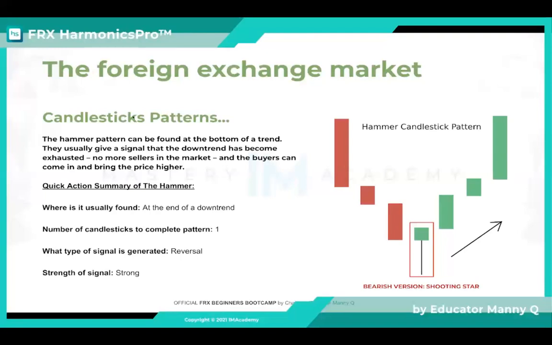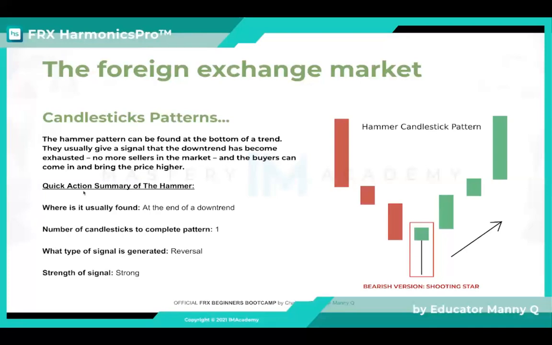So the first candlestick pattern is basically the hammer, right? The hammer candlestick pattern. Remember, the hammer candlestick pattern is in fact a bullish candlestick pattern, and found at the bottom of the trend. This can indicate a price reversal. So the hammer pattern can be found at the bottom of the trend. They usually give a signal that the downtrend has become exhausted. No more sellers are in the market, and the buyers can come in and bring the price higher.